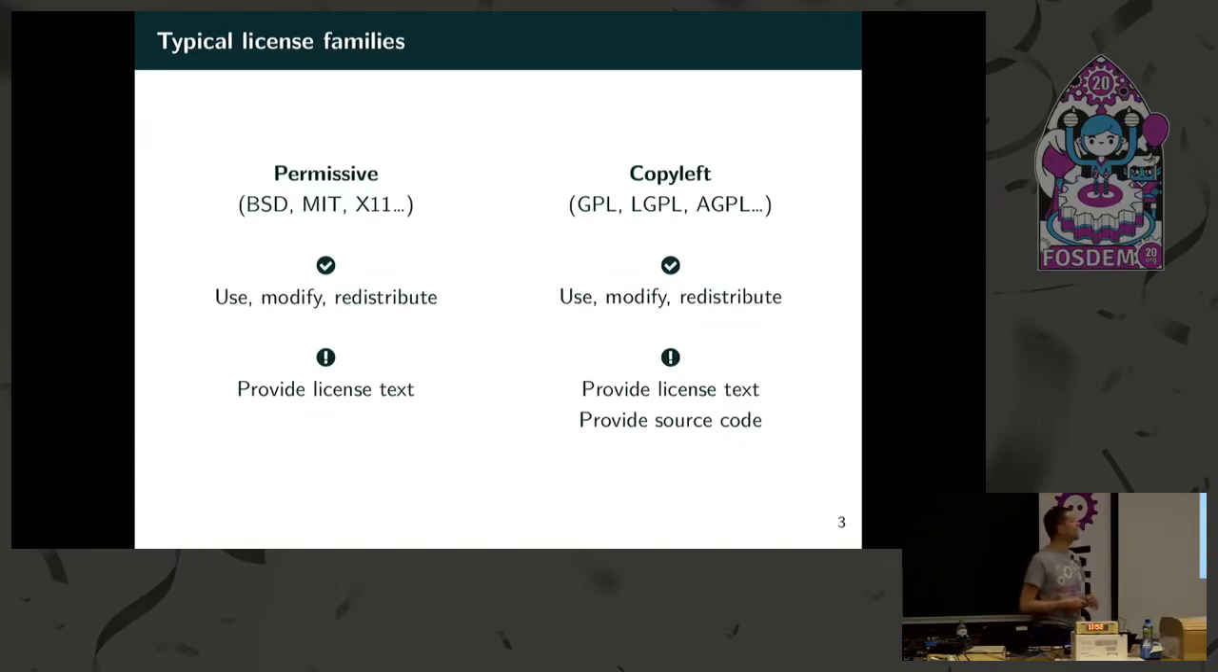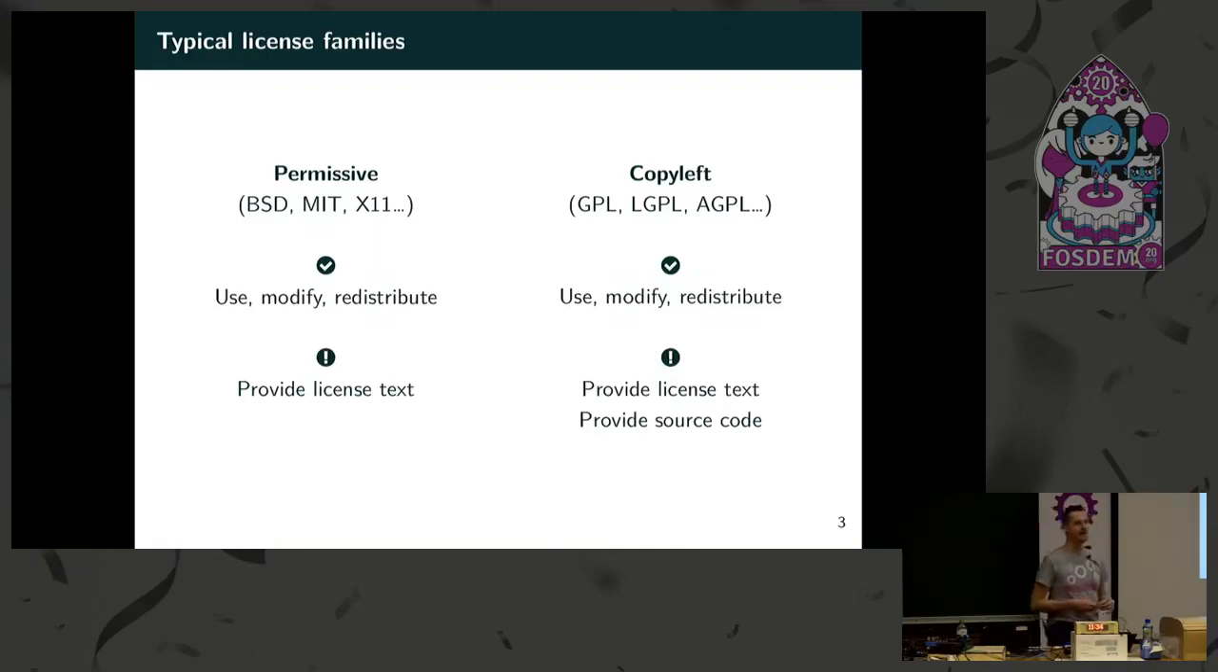Permissive licenses, including the BSD licenses, MIT, X11, allow you to use, modify and redistribute the source code, redistribute the program, and they require you to provide the license text to your users. In this way, the original author is acknowledged. You can provide it either in a printed manual or in the program output or in the display or somewhere, but you have to provide it.